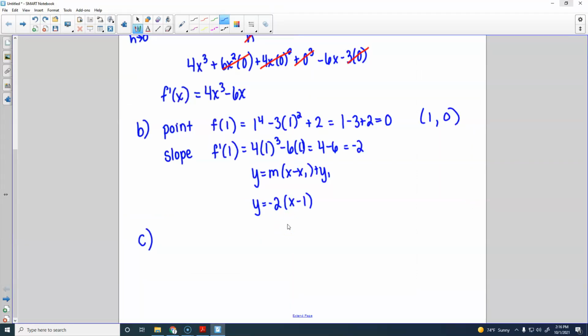But I do know my derivative is f prime of x equals 4x to the third minus 6x. And that derivative, what does the derivative give me? The slope at any point. I want the slope at these points to equal 0. So I'm going to set 4x to the third minus 6x equal to 0. How do I solve that?